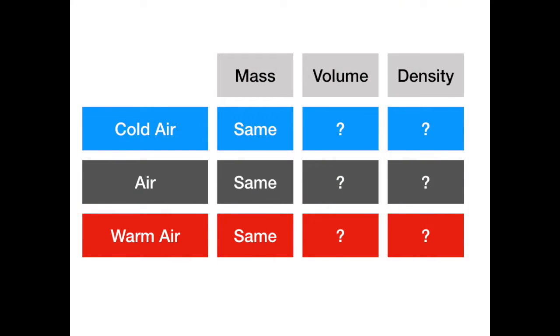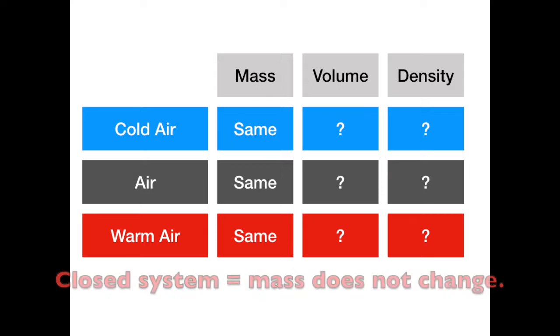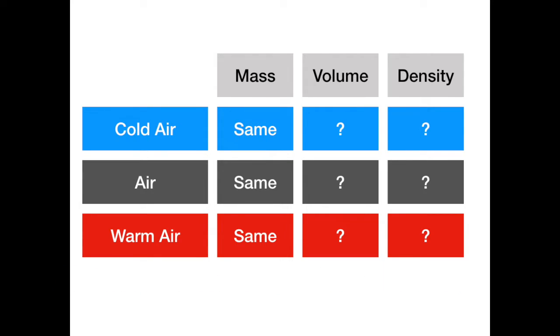In order to understand why hot air rises, we have to understand what's happening to the density of the air. To understand the density, we need to look at the mass and the volume. The mass, since this is a closed system, will never change. The cold air and the warm air have the same mass as the air in the bottle that we started with.